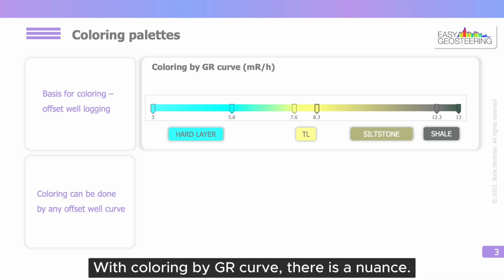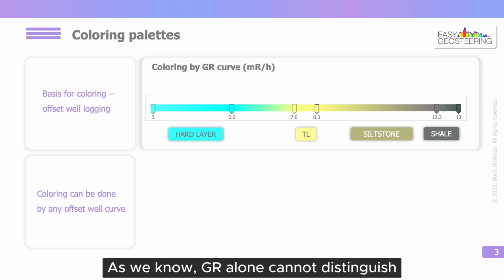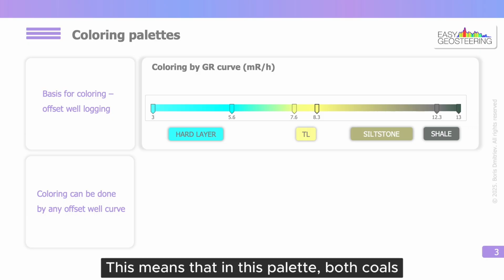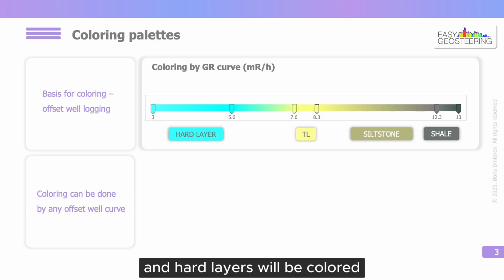With coloring by gamma ray curve, there is a nuance. As we know, gamma ray alone cannot distinguish between hard layers and coals. This means that in this palette, both coals and hard layers will be colored in the same light blue. We just need to keep this in mind.